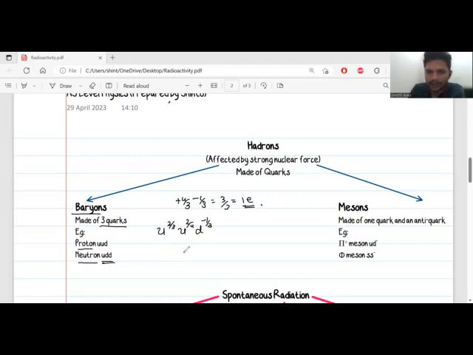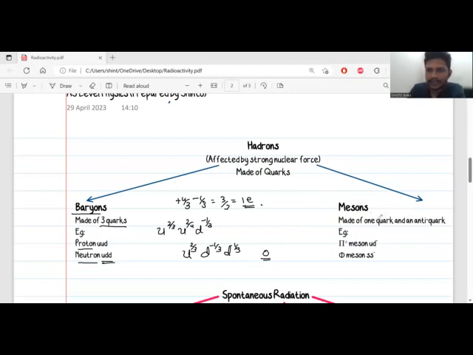Similarly, for the neutron, you can see it is made of a U quark and 2 D quarks. So a U quark means you have a charge of +2/3, D means -1/3, D again -1/3. So 2/3 - 1/3 - 1/3 will be 0, and you know that the neutron is electrically neutral, or its charge is zero.